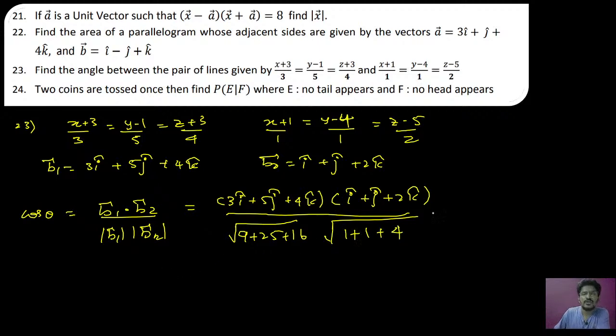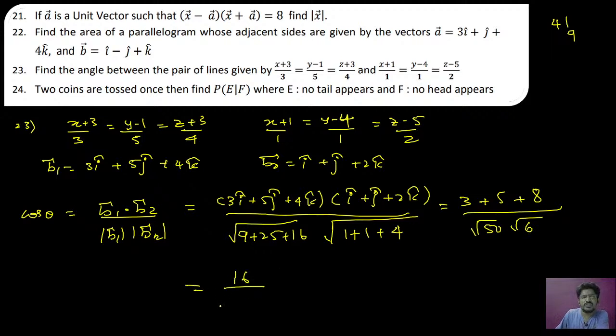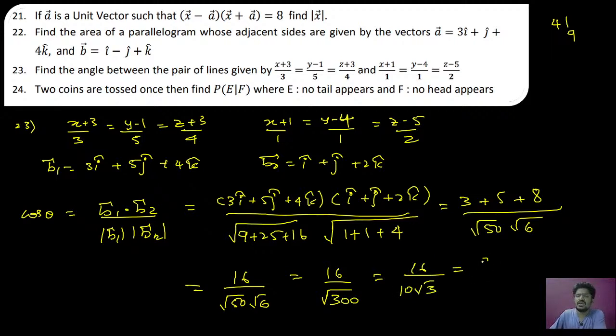Okay. Now this is 3 i cap into i cap is 3, 5 j cap into j cap is 5, 4 k cap into k cap is 8. Divided by 9 plus 25 plus 16, it is 50, root 50 into root 6. So therefore 16 divided by root 50 into root 6, 16 divided by root 300. So this will be 16 divided by 10 root 3. That will be 8 divided by 5 root 3. So this is the answer. Okay. So that is 8 divided by 5 root 3.